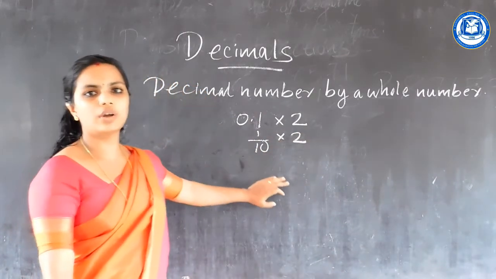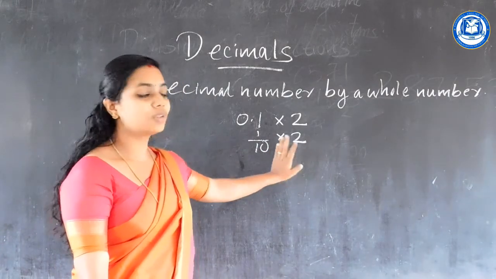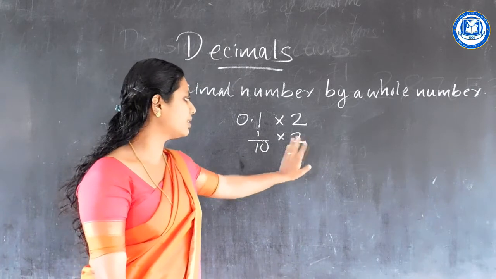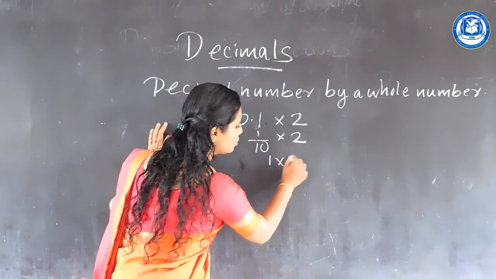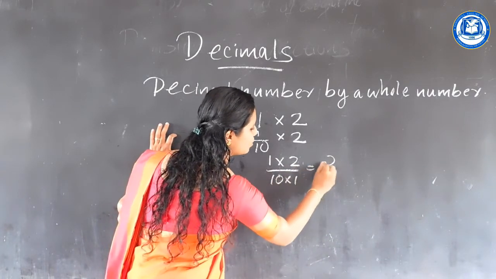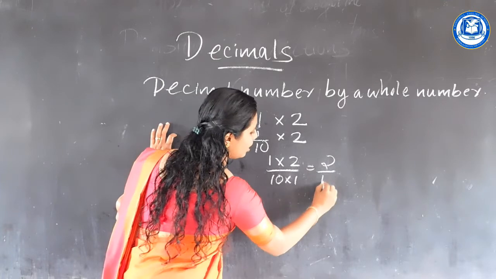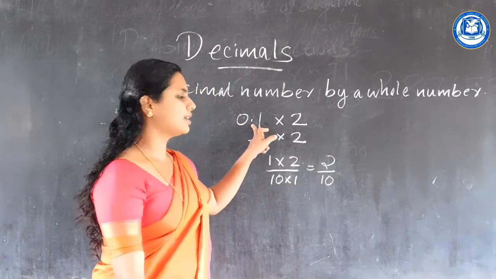This we all know. We have studied how to multiply a fraction and a whole number. First we will multiply the numerator and then we will multiply the denominator. So 1 into 2 by 10 into 1. We will get 2 by 10.